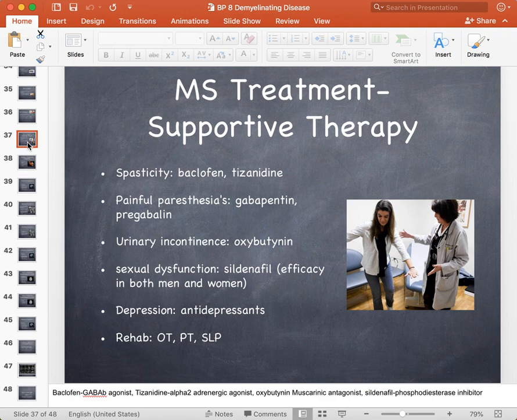Yeah, it's almost to be expected, sexual dysfunction and urinary incontinence, at least to some degree, if you have a spinal cord lesion.